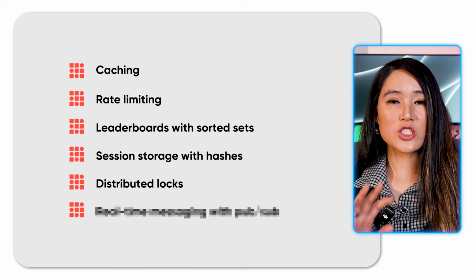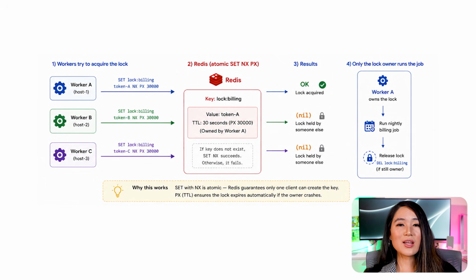This is one of the most common Redis workloads in the wild. Pattern 5 is distributed locks. Sometimes you need to guarantee that only one worker across your whole fleet runs a job, say a nightly billing task. Redis handles this with a single command. Set the lock key with NX, meaning only if it doesn't exist, and PX, a timeout so a crashed worker can't hold the lock forever. Whoever set succeeds owns the lock.